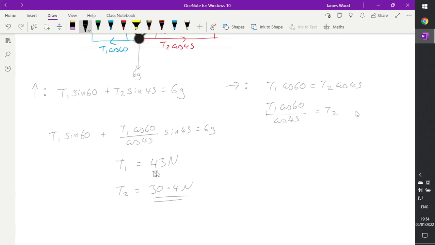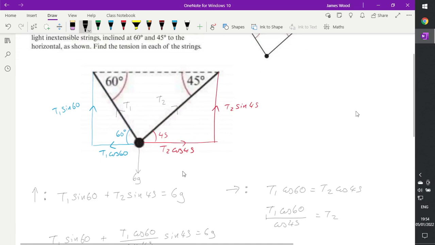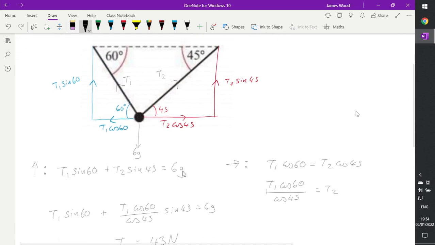Okay. So it's the same strategy as before. Resolve your forces, and then write an equation for horizontal forces and write an equation for vertical forces, and then just solve them.